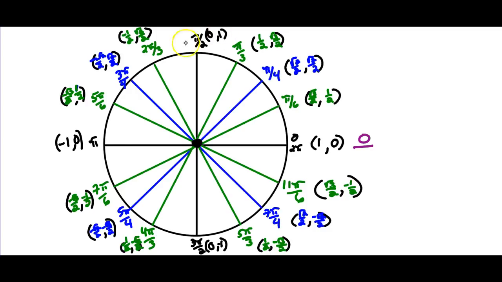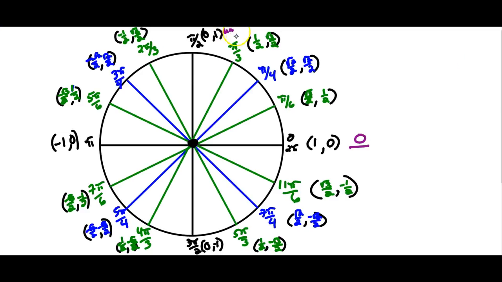Going on up, we'll go through and do each individual angle. 1 divided by 0 over here. What's 1 divided by 0? Oh, you can't divide by 0. So the tangent right there is going to be undefined. So this guy is undefined.